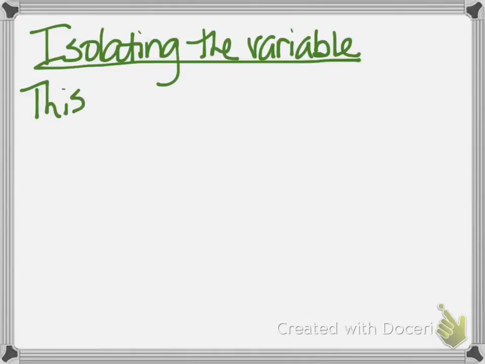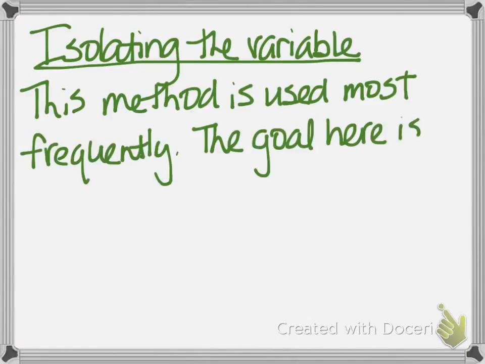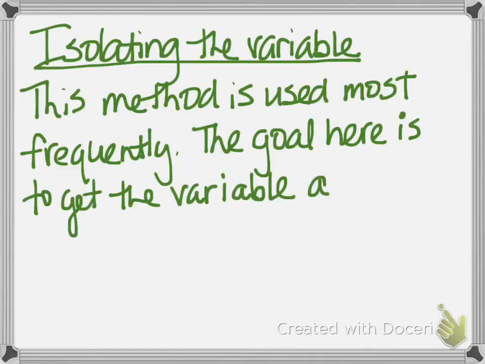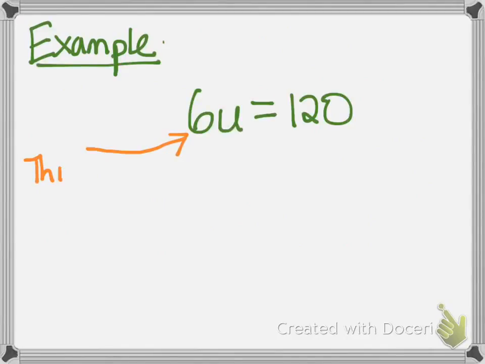Now we're going to get to what we call isolating the variable. This is used the most often. The goal here is to get the variable by itself. This by far is the method you will use from here through your schooling as you take algebra. And I'm going to give you several examples.